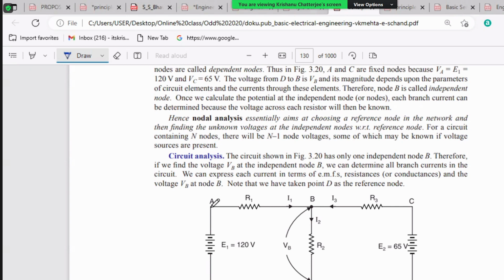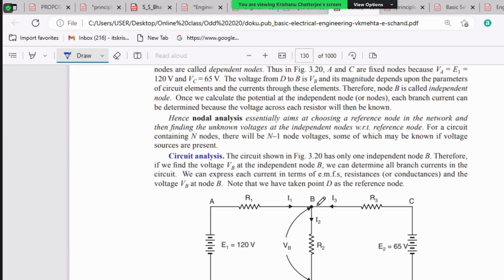Now the node which is connected to the battery, we assume that node has a voltage of whatever the battery is giving. That means the voltage of A is 120. Likewise, the voltage of C will be 65. So we are getting the voltages at these nodes, but we don't know the voltage of this one.